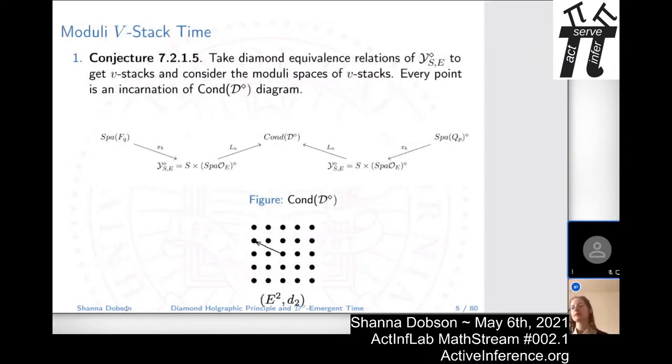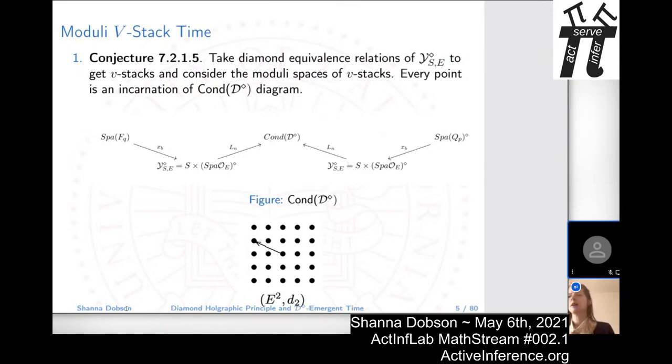So let's take this condensed diamond and just up it just a little bit. So I have this other conjecture, right? The way you get these diamonds, oh, I don't have the figure. I have the figure of a diamond very soon. The way you get the diamond is by taking certain equivalence classes of these objects called perfectoid spaces, which are like Berkovich spaces, kind of like Cantor objects. And so you glue those together and you get a diamond. Well, why don't we glue diamonds together and get something else? So you can do that. If you take diamond equivalence relations of this diamond curve, then you can get a stack in the V topology. And then why don't we work in the moduli space of V stacks?